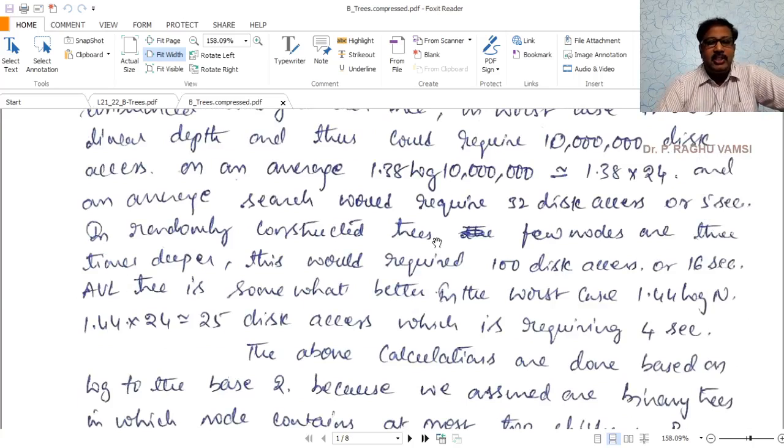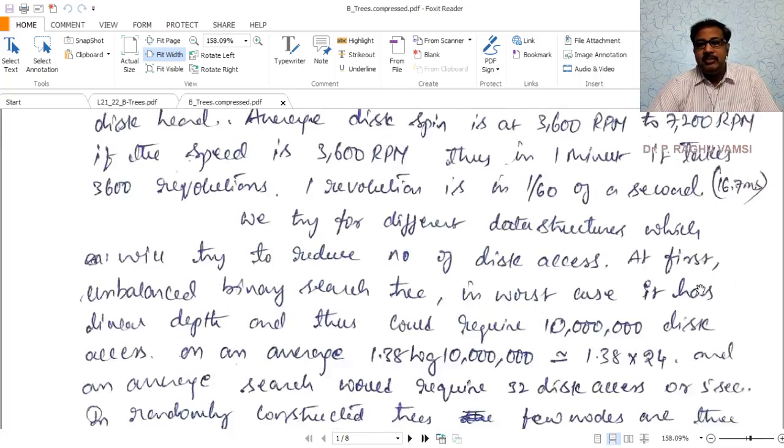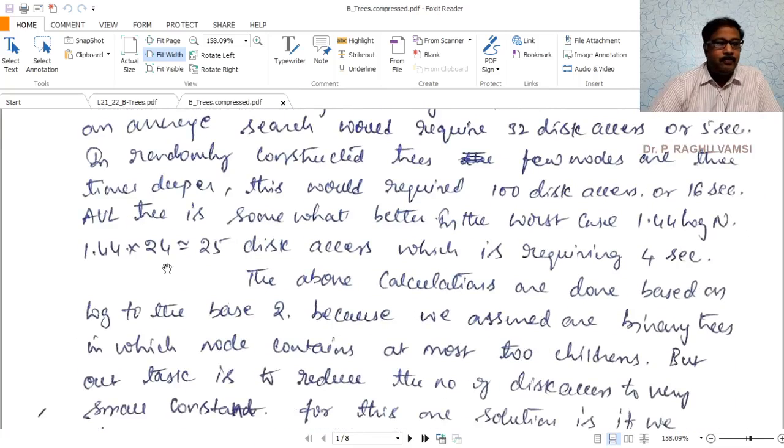In randomly constructed trees, a few nodes are 3 times deeper. This would require 100 disk accesses. That means as the depth increases, the number of disk accesses also increases. That is 100 into 16.7 milliseconds, which is almost equal to 16 seconds.